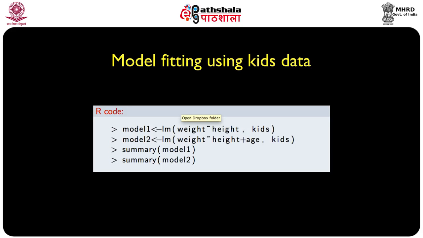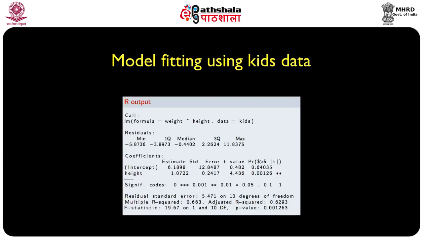And the second model is again fit using the LM function, but we fit the model using weight as the response and height as well as age as the two predictor variables. Then using summary, we look at the output for the two models. The first output is the summary of fitting model 1, which only has one predictor variable, height, and the second model where we use height as well as age as the two predictor variables. And we fit this model using the LM function as well.